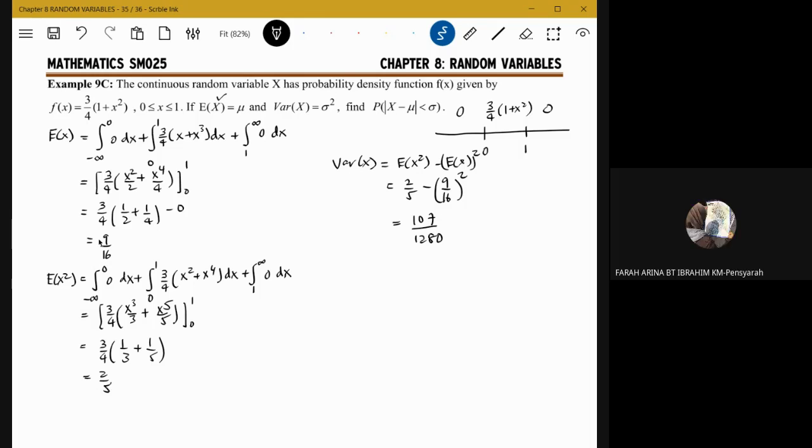Okay, but then yang ini adalah sigma squared, yang ini adalah mu. So dia minta sigma. So it means you have to square root of 107 over 1280. Okay, yang ini tinggal dalam 3 significant figures berapa dapat? Square root of 107 over 1280. Kita akan dapat 0.289.